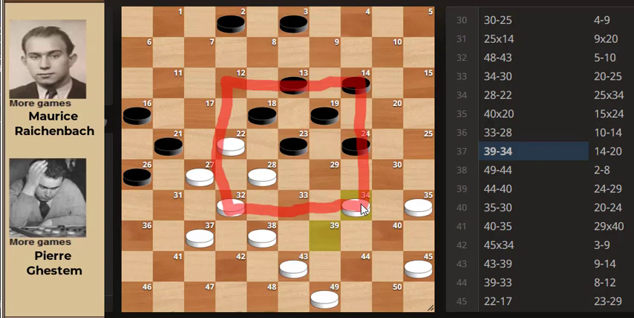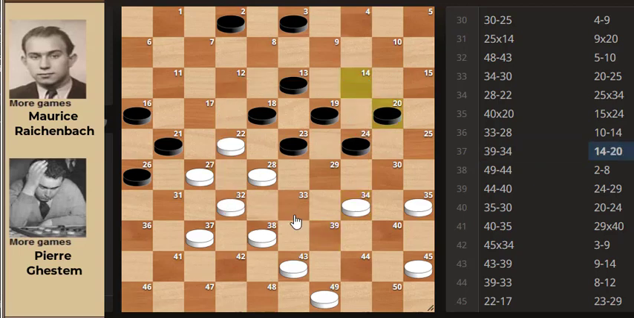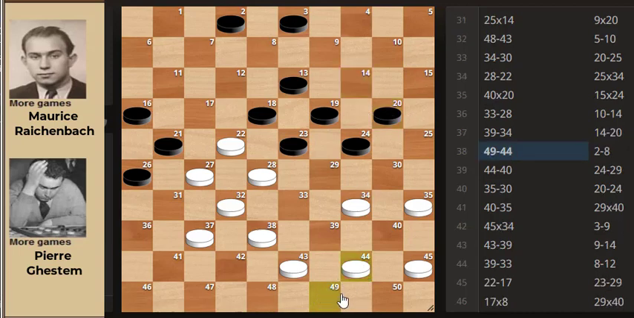So he played that move. So he moved from 39 to 34. So the move was answered by Morris by playing his piece from square 14 to 20. So this move was answered by playing the piece from square 49, so from square 49 to square 44.